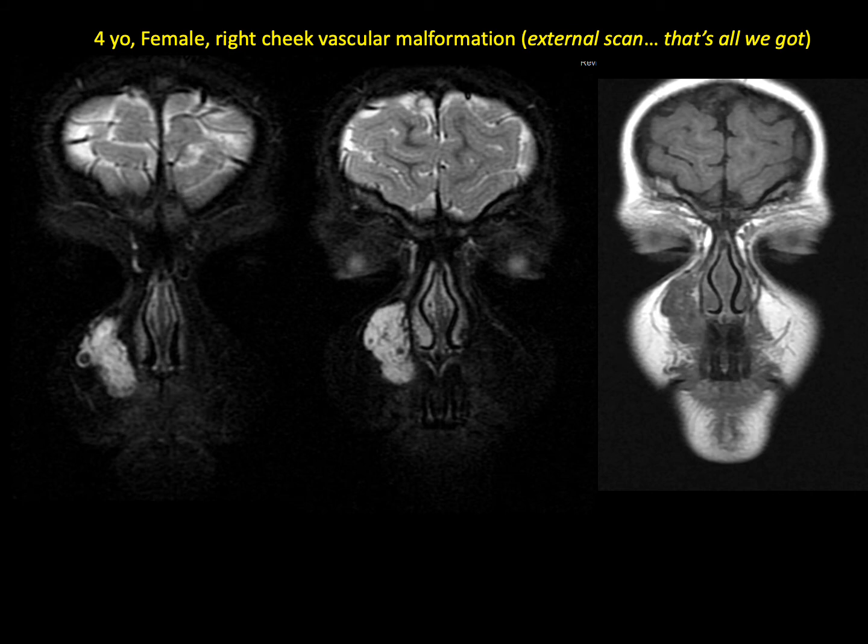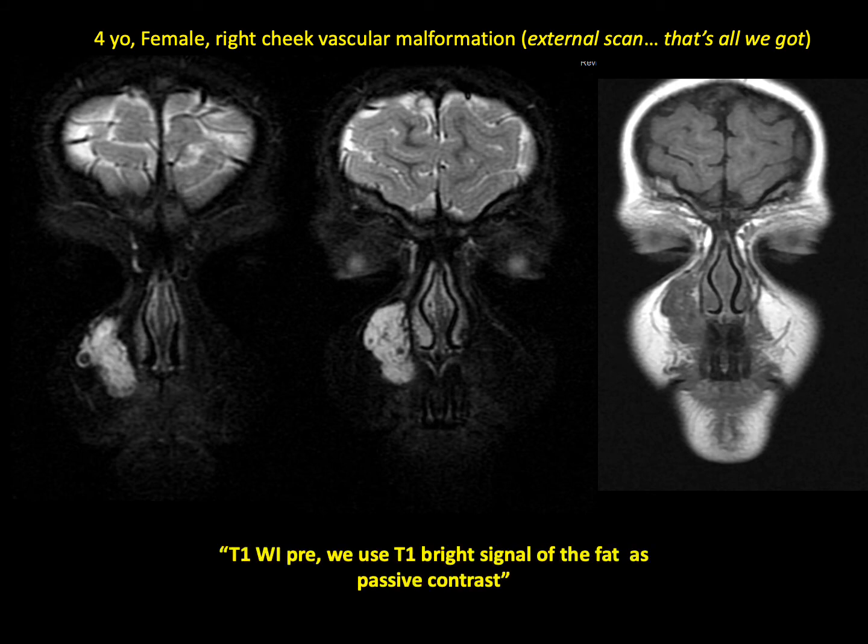So the bottom line is that when it comes to head and neck and scalp-based lesions, we need to get rid of the signal of the fat in T2 and T1 post-contrast. In T1 pre-contrast, we can leave the normal signal of fat, so normal hyperintensity, because this will be useful as passive contrast.